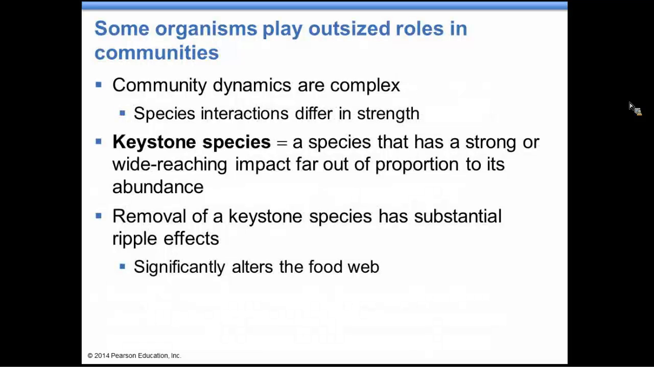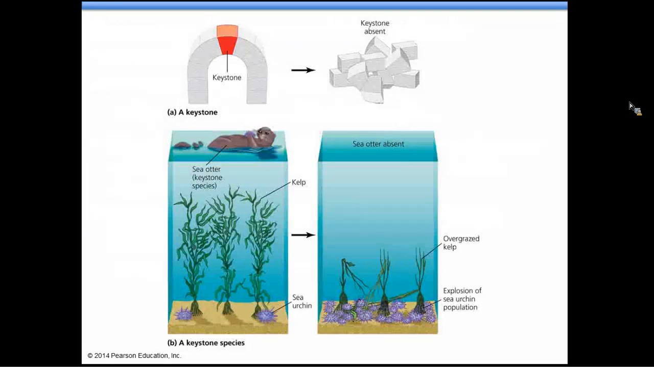And just going forward from here, some organisms play outsized roles in communities, so going with never being able to guess how our actions can affect an ecosystem, it's very hard to even categorize what goes on in an ecosystem. There are certain species called keystone species that have very strong and wide-reaching impact far out of proportion to their abundance. And a great example of this is the otter.